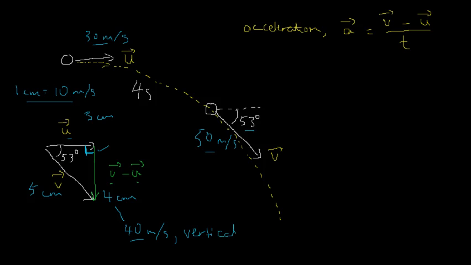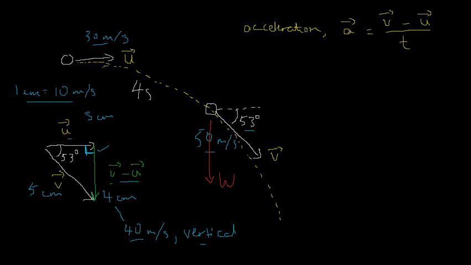So we now have an answer for v minus u, and we can kind of understand why it's vertical, because the ball falls under gravity, under its own weight, which is vertical. So this weight causes a vertical change in the velocity. That seems logical enough.